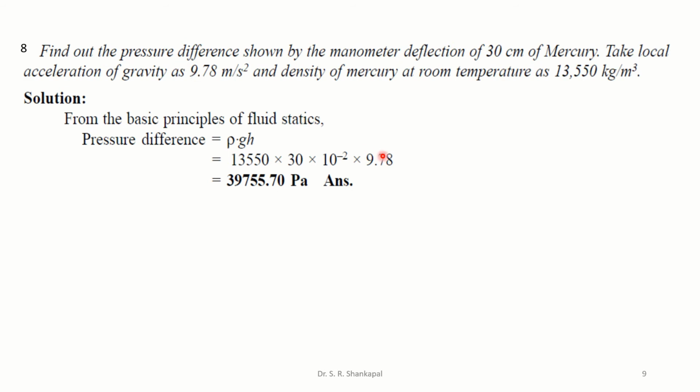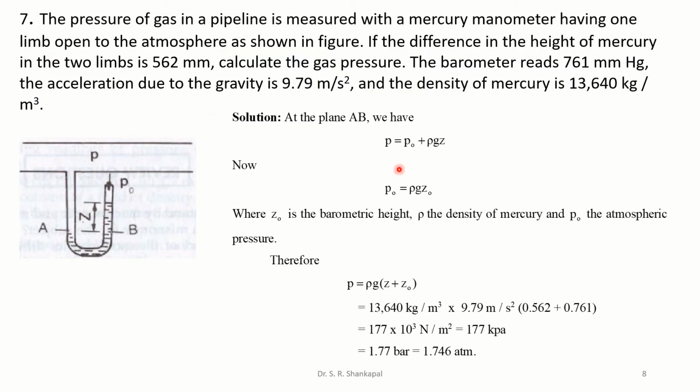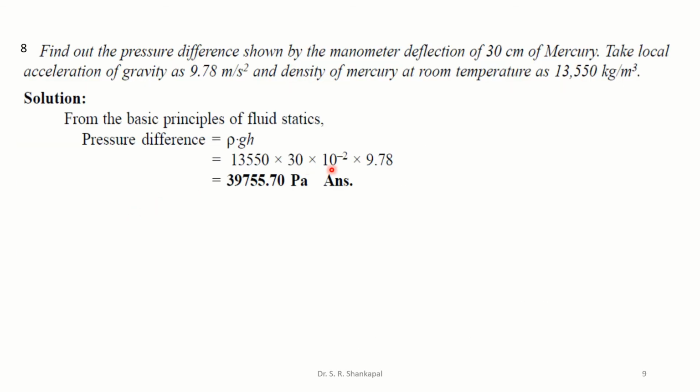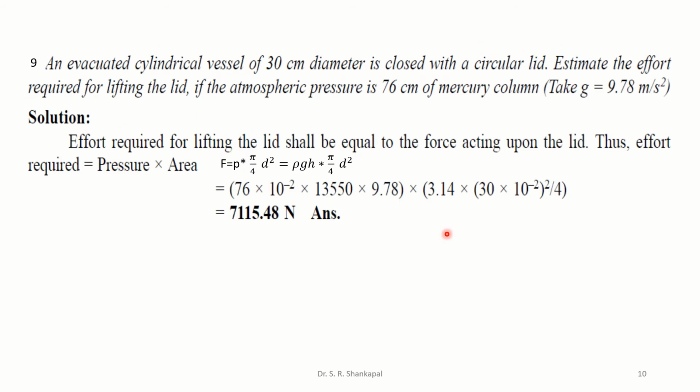g, acceleration due to gravity, is 9.78. And let us say this height is 30 centimeters. I have converted it into meters by multiplying with 10 to the power of minus 2. So rho g h. So I'll get this many pascals. This is correct. Capital P pascals. You can call this, if you want, gauge pressure. Correct? So that's how you can calculate. This is from the fluid statics principle. You get P is equal to rho g h.